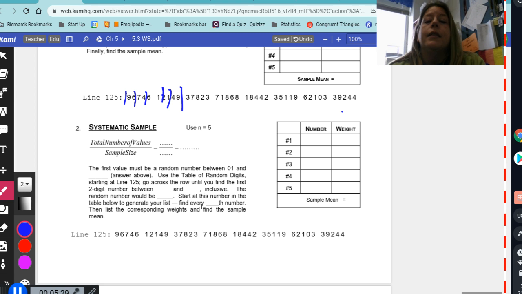Let's see, a systematic sample. We didn't really talk about this in the notes. First value must be a random number.